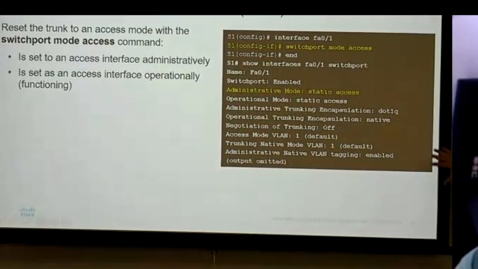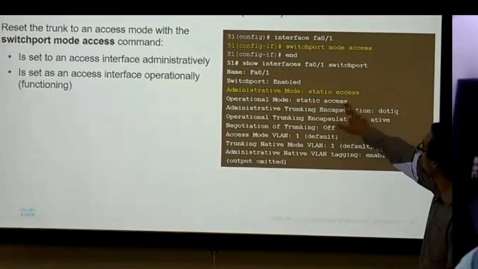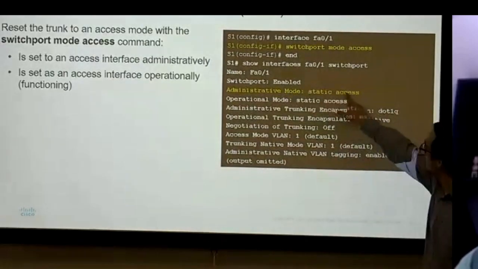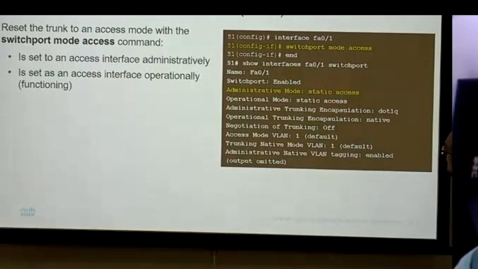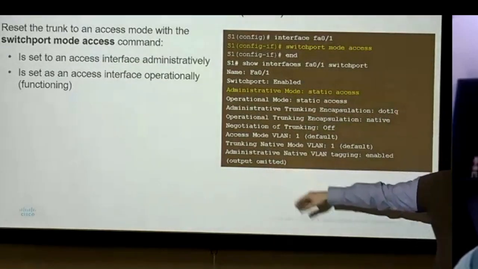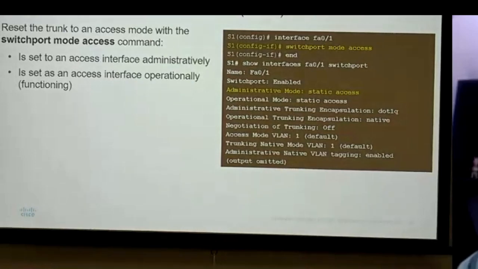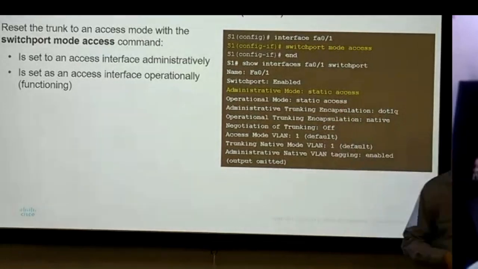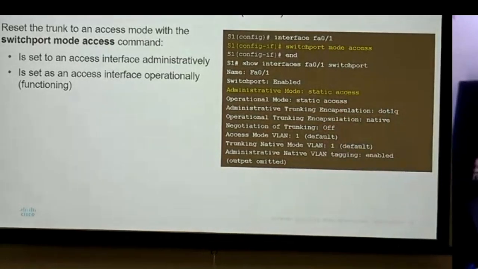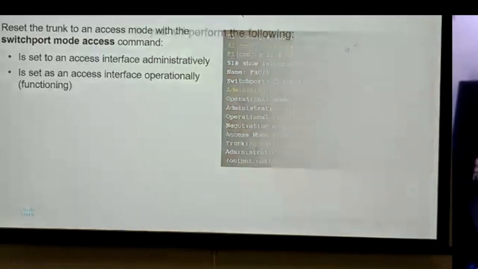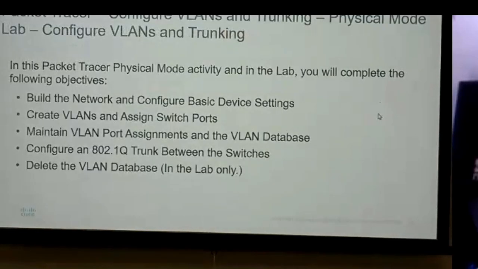All right, so here's what you would see if you did show interfaces switchport, and it was in access mode. So it's shorter. Oh, no, they omitted it. Static access. Does that imply that we could do dynamic access? I think it does. All right, configure trunks, do all that.